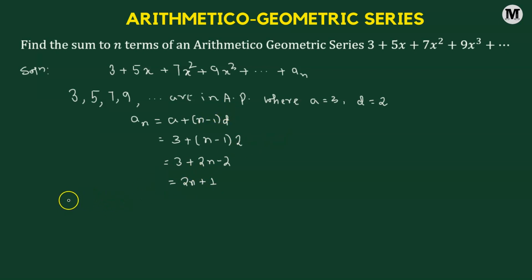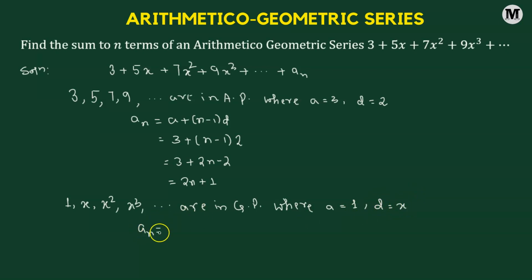Next, to find out the geometric progression, we'll take 1 from the first term. Then from the second term, 5x, we're going to consider the variable x. From the third term, we're going to consider x squared, then x cubed, and this continues. So these terms are in geometric progression. If they are in geometric progression, then the first term is equal to 1, and the common ratio is equal to x, which means that the nth term of the geometric sequence, defined by the formula a times r raised to the power of n minus 1, gives us, on substituting these values, x raised to the power of n minus 1.